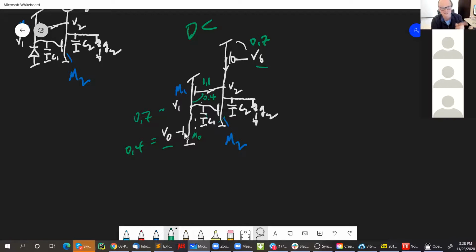By the way, this is a very favorite type of exam question. We ask you to reason about the DC voltages in a circuit like this. And you'll see it just comes down to reasoning about the VGSs. If you can't do this, you can't pass the exam, basically. So you have to be able to do this kind of reasoning.